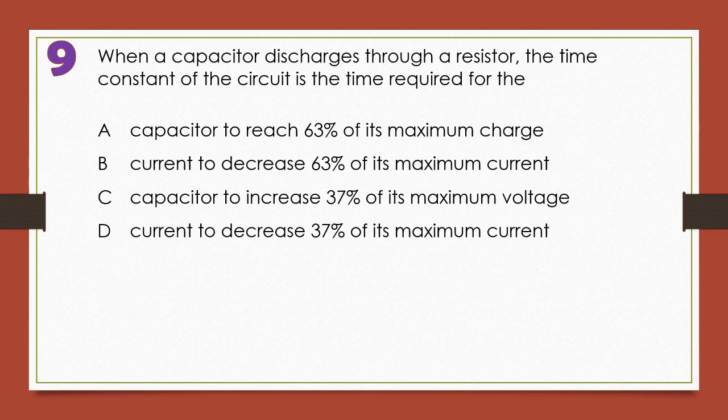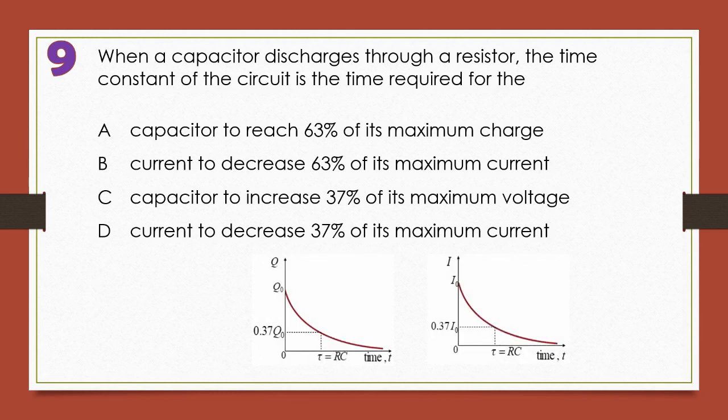Question number 9. When a capacitor discharges through a resistor, the time constant of the circuit is the time required for the... So which one is the best answer? In this part, because this is a discharging process, we refer to the graphs of Q versus t and I versus t. During the discharging process, the charge will decrease to 37% of the initial charge, and the current will also reduce to 37% of its initial value.